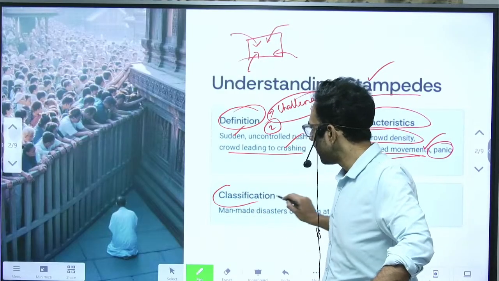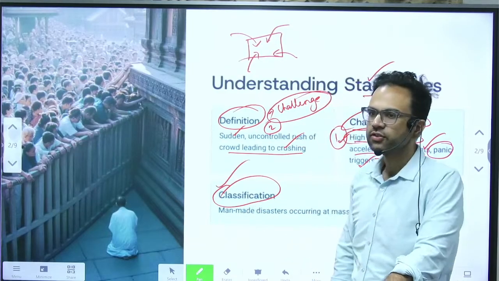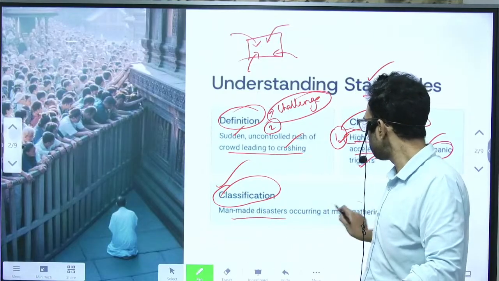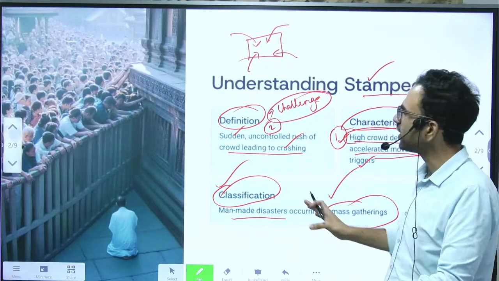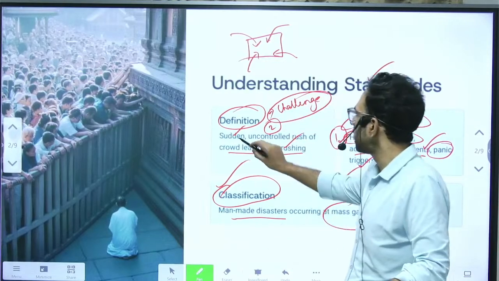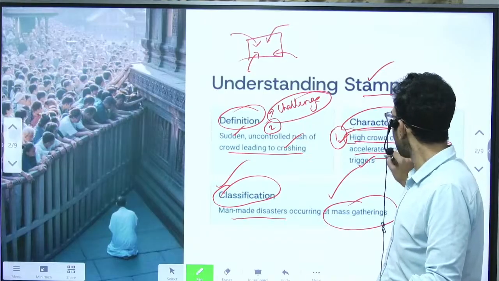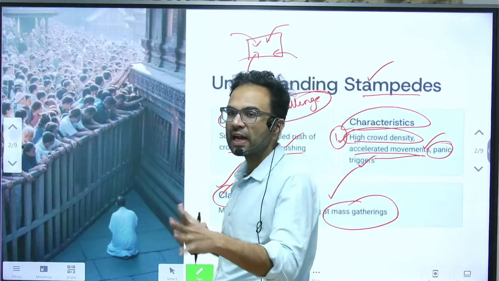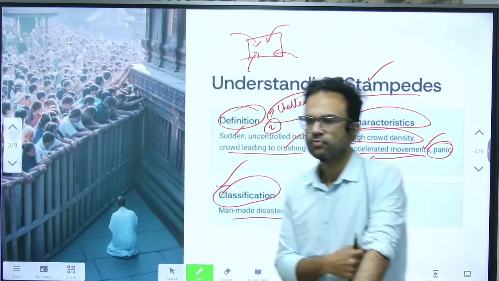Within NDMA guidelines, if you see the classifications, stampede is therefore a man-made disaster occurring at a mass gathering. So these are the basic steps that you can think of. Sudden, uncontrolled, high crowd density, accelerated movements, man-made disasters. These are the keywords that you should be writing in the introduction.